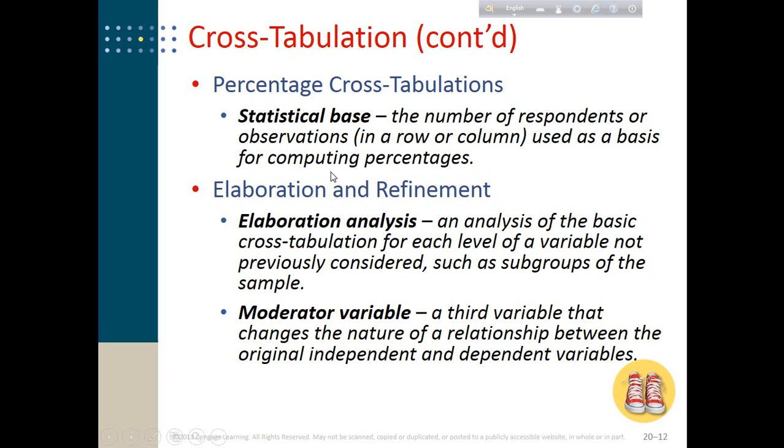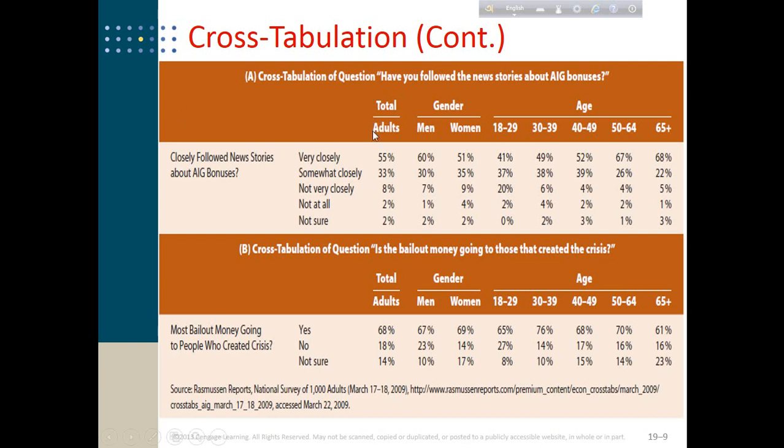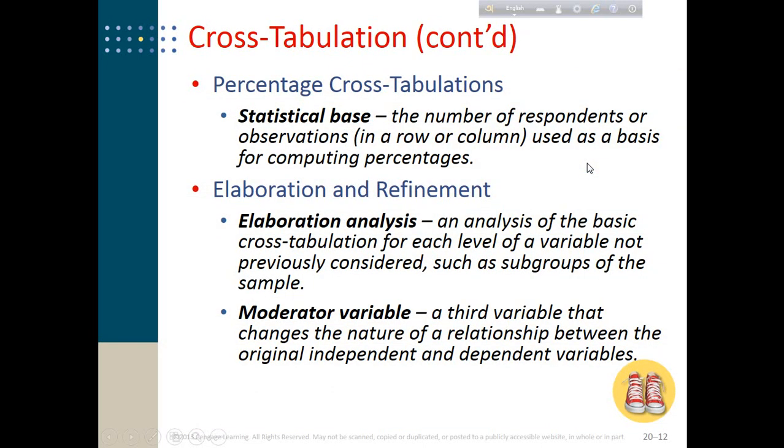Now, elaboration and refinement. Sometimes we might have a cross tabulation showing the relationship between two variables, and we may elaborate it. I mean, we may extend this analysis by adding some other variable. For example, you can remember here, we initially had a tabulation of the responses from adults, then we divided between gender, and we also divided between age. So this is called elaboration analysis. You are bringing more and more variables.